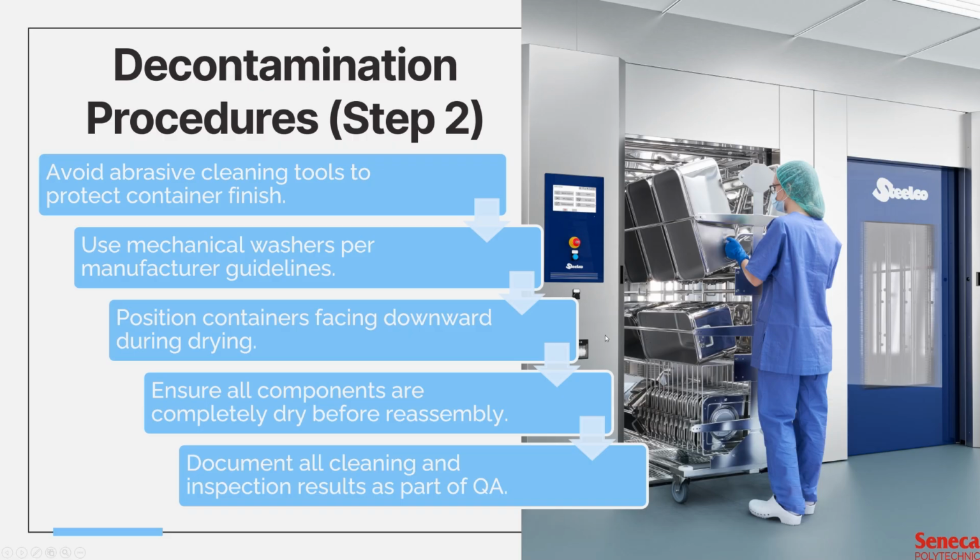And we have step 2. After you're sure that it's passed the very quick inspection, continue with manual or automated cleaning using a neutral pH detergent that's compatible with the container's material composition, be it aluminum or stainless steel. For that reason, you have to avoid abrasive cleaning tools such as abrasive brushes, pads, or even harsh chemicals, as these can scratch the surface of the instrument.